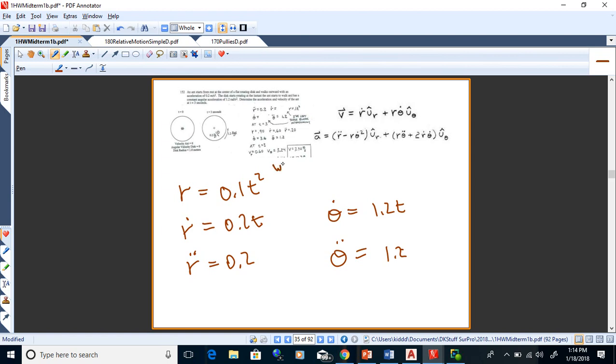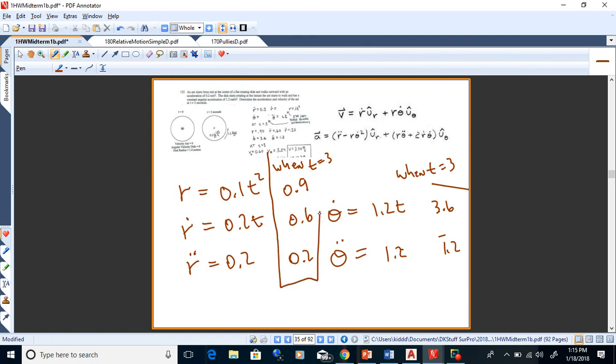And then I'll just find what's going on when t equals 3. So I'll plug in 3, and this will be 3.6 and 1.2 and 0.2 and 0.6, and 9 times 0.1 is 0.9. So now you got the numbers, and you just plug them into the equation.